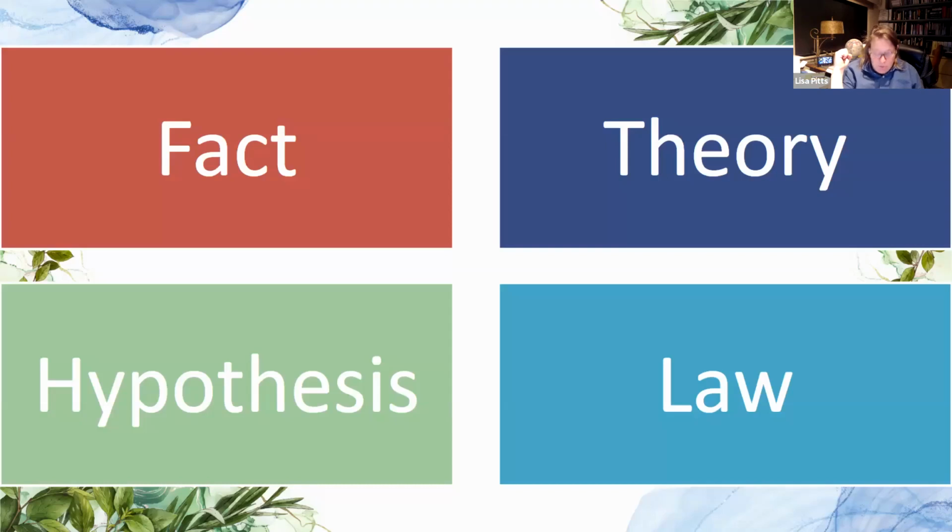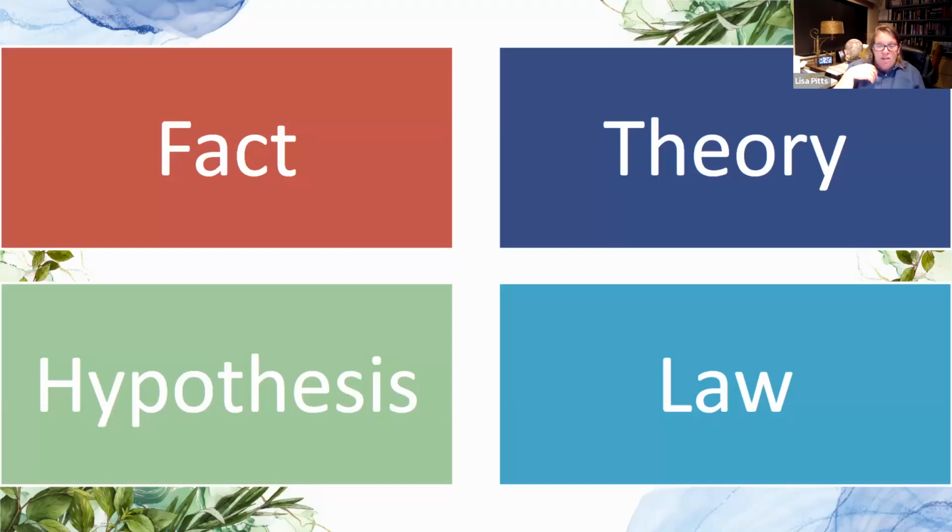Right. So then we have our theory. It's a well-established explanation acquired through the scientific method and repeatedly tested and confirmed through observation and experimentation. And so we would say, well, when the sun is out, it tends to make it bright outside.